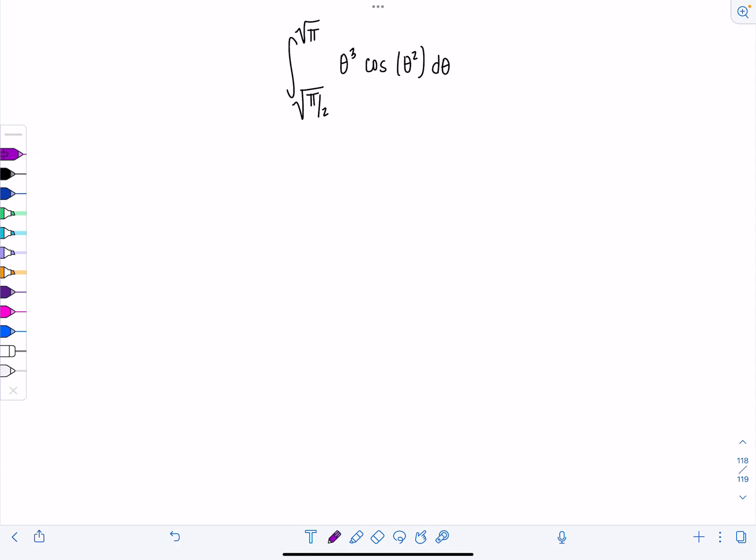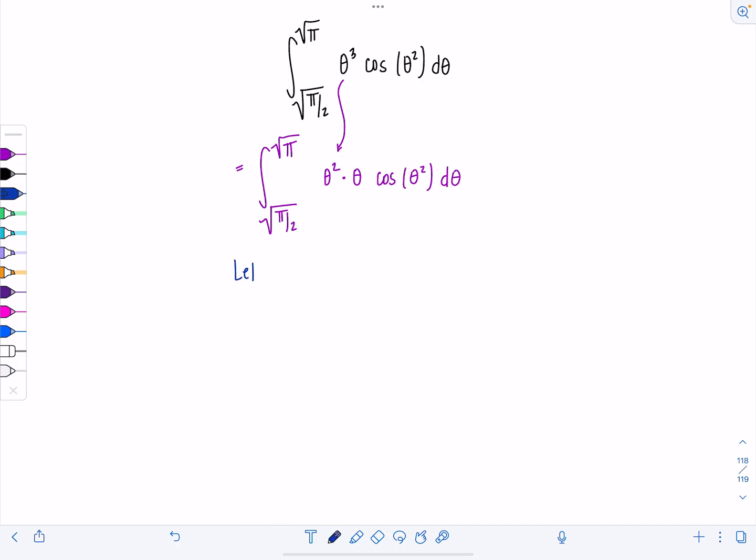So before I go ahead and make the substitution, I'm going to rewrite the integral so you can see what's going on. So we have rad pi over 2 to rad pi, and I'm going to think of this theta cubed right here as theta squared times theta, and then we still have that cosine theta squared d theta. So now let's make our change of variables.